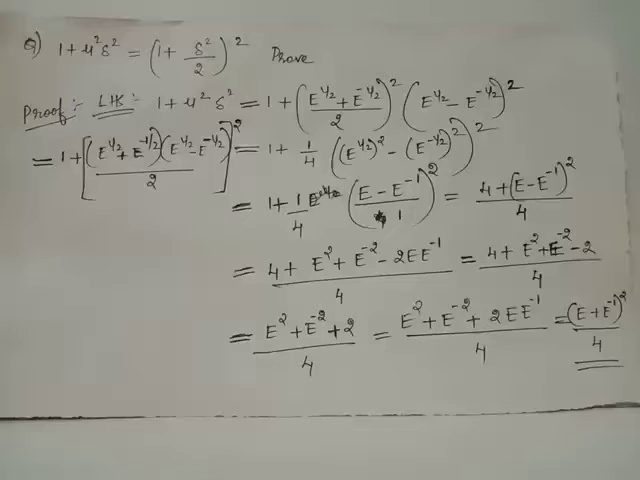Prove that 1 + μ²δ² = (1 + δ²/2)². Let's look at the proof.